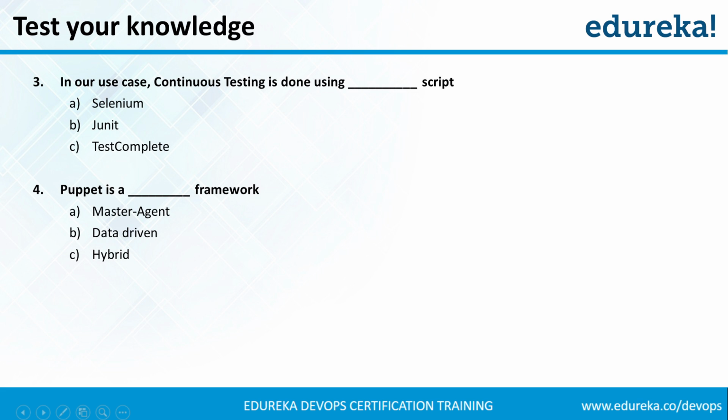In our use case, continuous testing is done using what? On the slides, I've been referring to a name. So that's the answer. Another one is Puppet is, I'll make this easy. This is a master agent, also called a client-slave kind of architecture. That's a server. There are a lot of clients. I told you that this kind of architecture is really helpful when you want to create scalable systems.